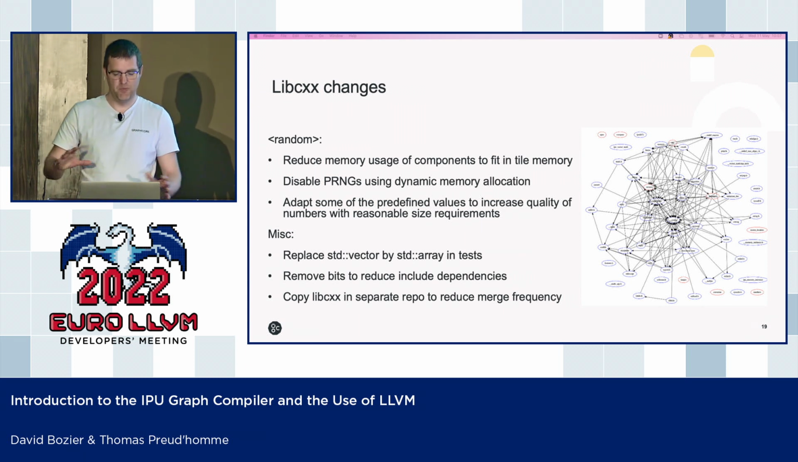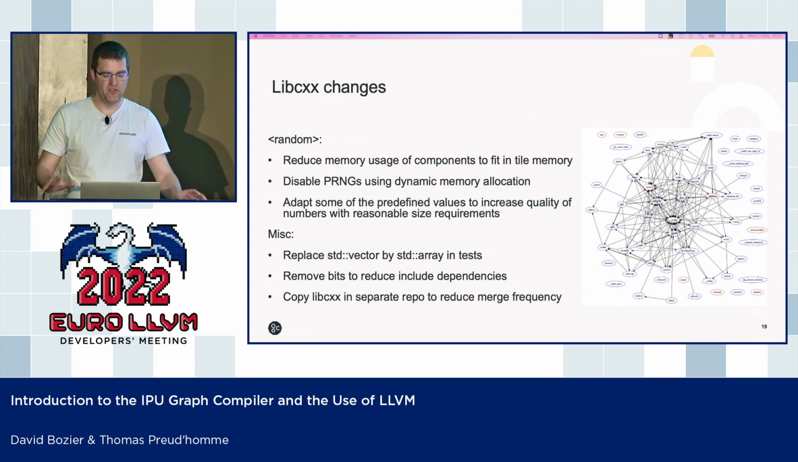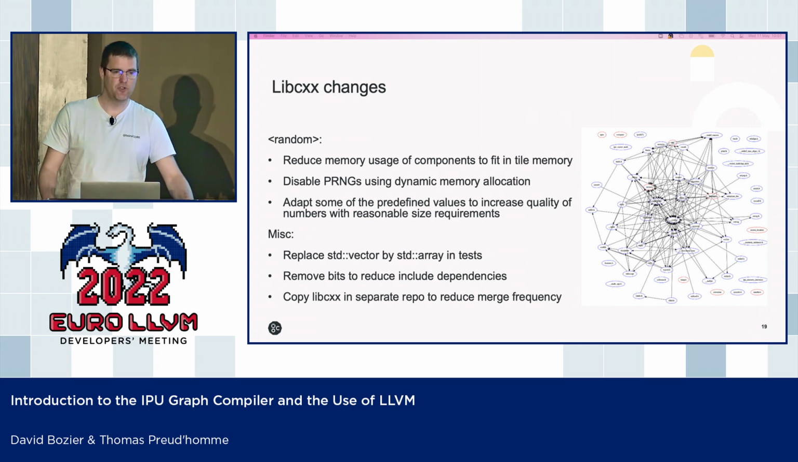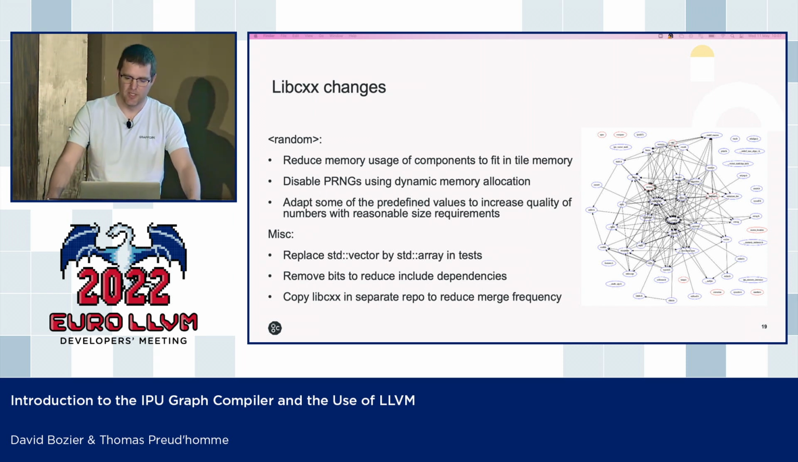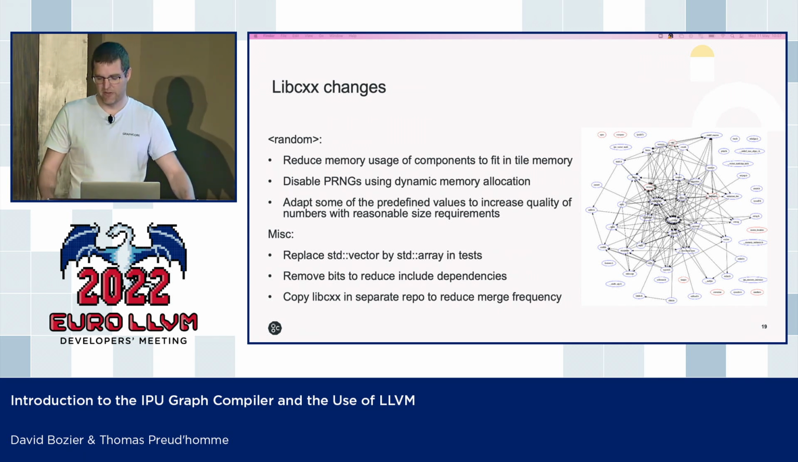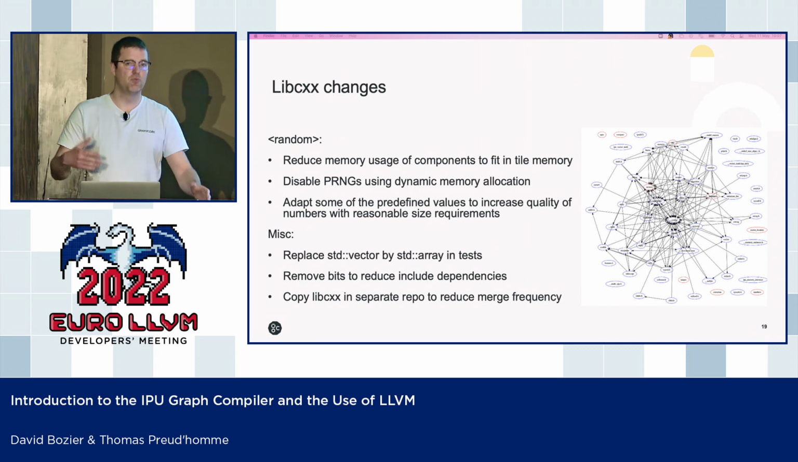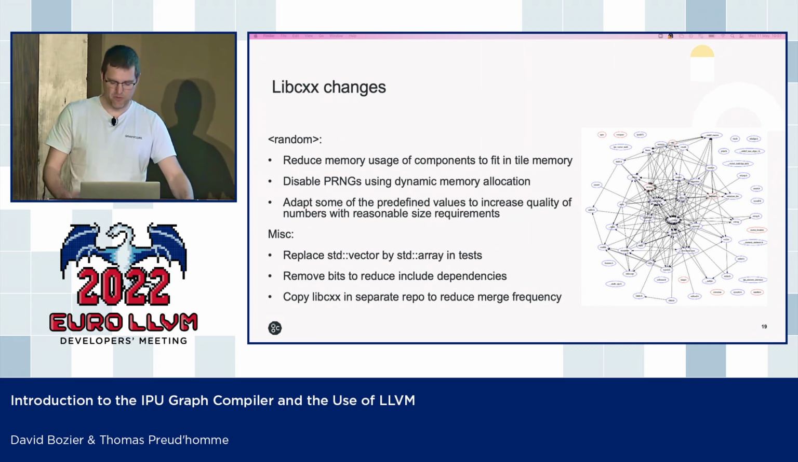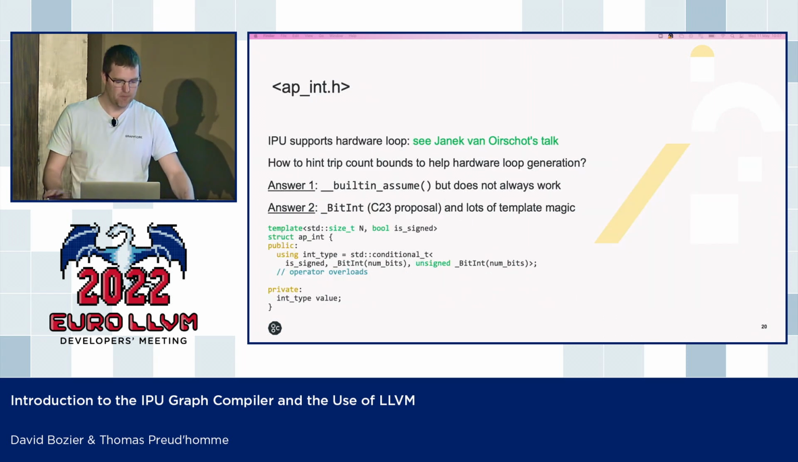And we had to look at all the dependencies between headers, so that whenever we want to bring in new functionality, we don't pull in too many headers at the same time, because then they also need to be modified. So one way to manage this complexity was to make a copy of the libcxx code into a separate repository, which allows us to merge from upstream less frequently compared to the rest of the LLVM code.